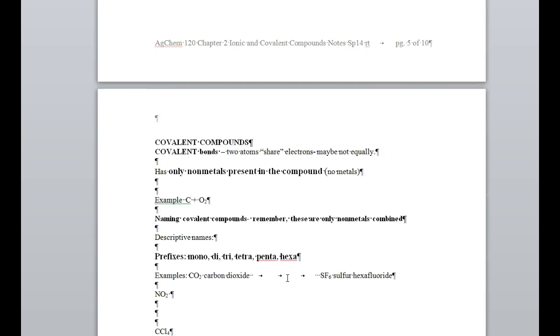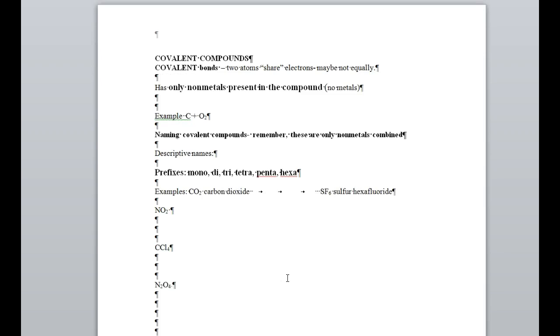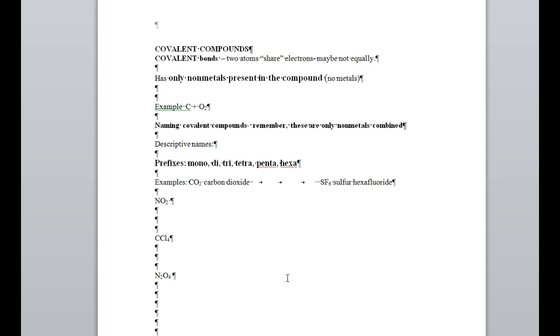Covalent compounds. So this again is review for us, but I figured it doesn't hurt to keep reviewing. All right, so the first thing with covalent bonds, remember that the atoms are going to share the electrons. They aren't like the ionics where they actually transfer the electron. This time they're going to share, and the one with a stronger charge, it'll probably go to that atom a little bit more than the other. And they are nonmetals. Okay, so it only has nonmetals present. So the example they give us right here is carbon plus O2, which gives us carbon dioxide.